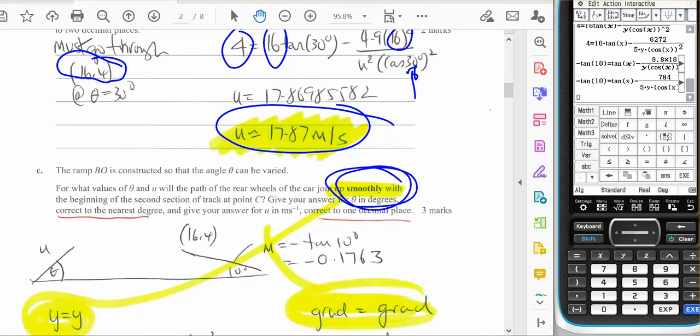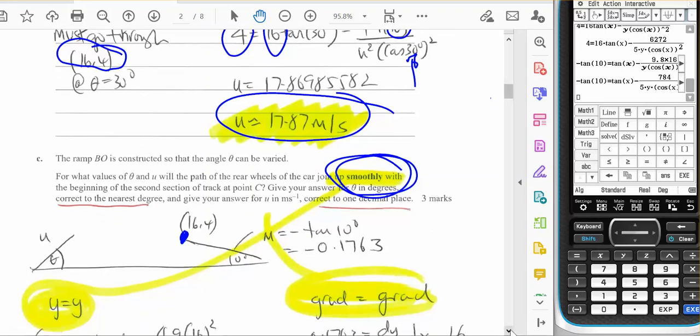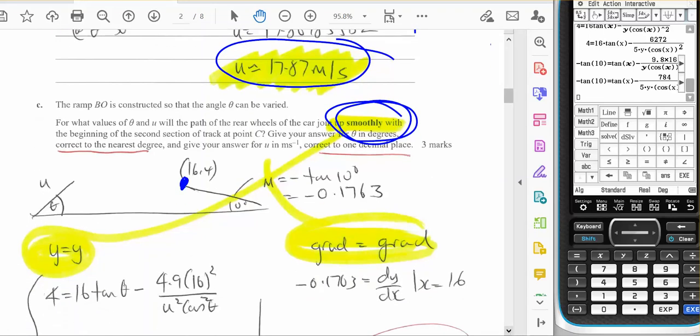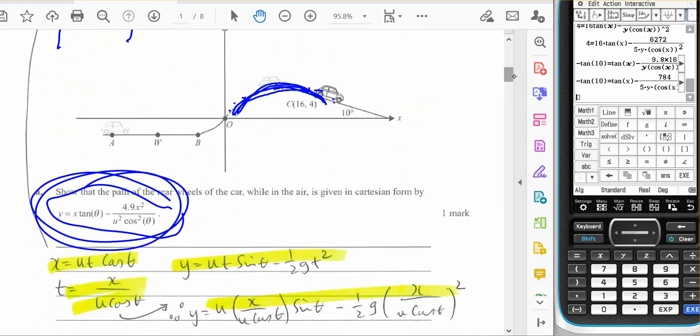I've got a smooth join at the point where it lands on the ramp. So, because it's a smooth join, it needs to be continuous. Therefore, the y value of the projectile and the y value of the ramp are equal to each other. So what I've done is I've made y equal to 4 and x equal to 16, but my unknowns are theta and u squared. And that's using this equation that they gave me in part A.